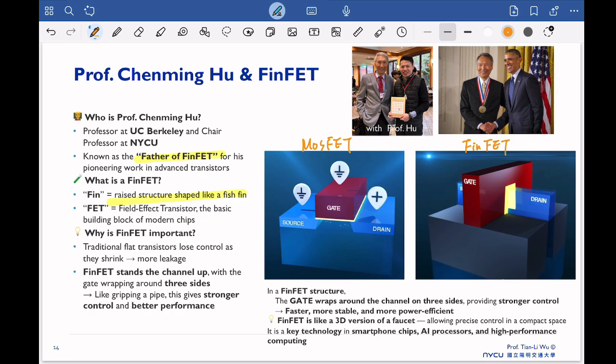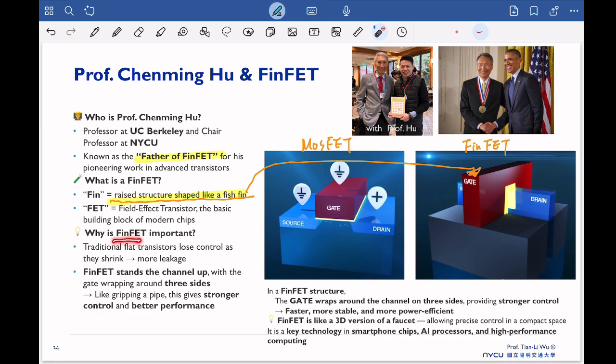Comparing these two figures, the main difference you can find is that the FinFET has a vertical gate structure. So this region is vertical, not like this one. That's why the FinFET is a raised structure shaped like a fish fin, and that's why we call it a FinFET. And the FET, the original FET, stands for field effect transistor. It's a basic building block for modern chips.